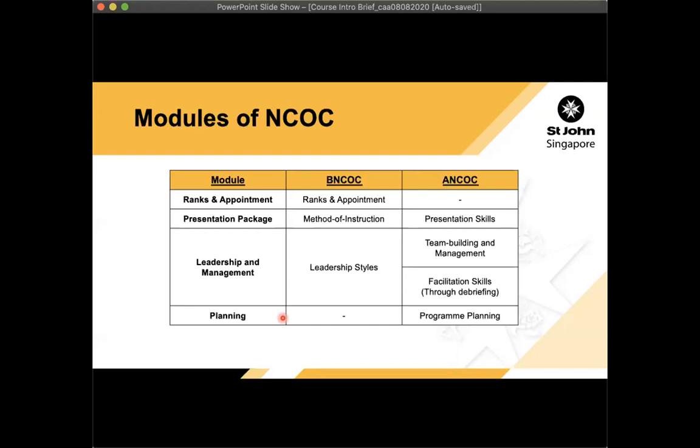And finally, there'll be a planning module where you learn the fundamentals of planning. How do you plan a program? How do you plan a project? For example, if I'm going to ask you to come up with a promotion criteria from scratch, how do we go about doing this? This is something that I think is quite interesting, and most of you will go through that at the end of the year.